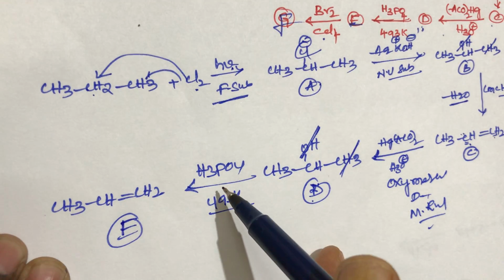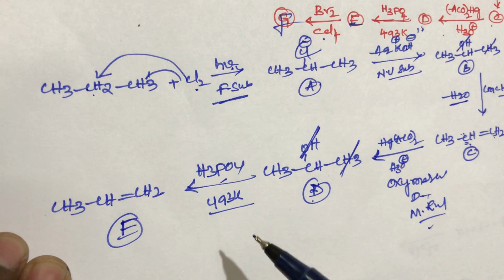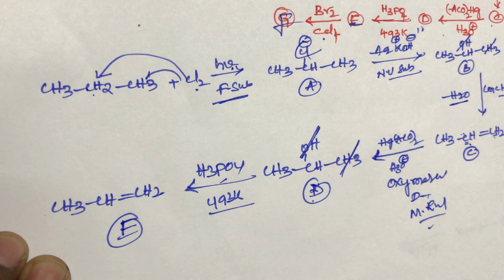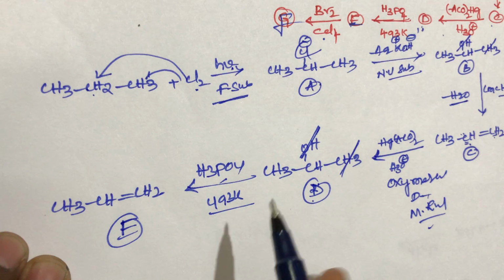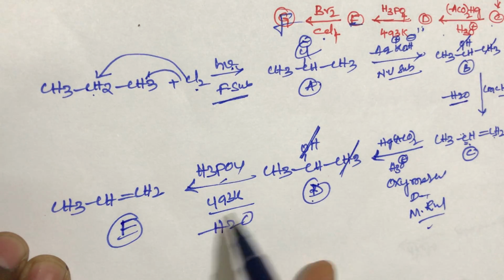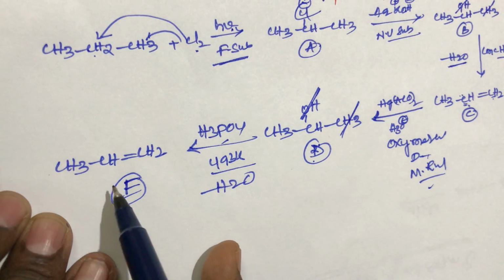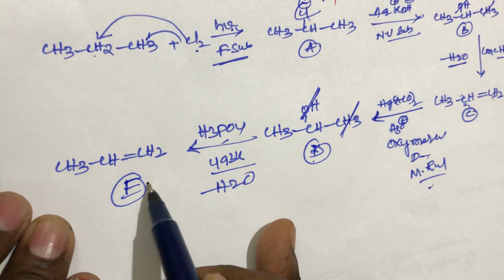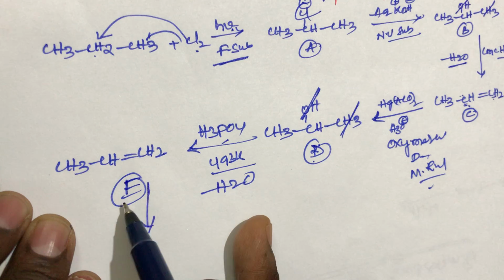What is the role of H3PO4? It is also a dehydrating agent. Dehydrating agent means simple dehydration, removal of water. Remove the water, OH from here, H plus from here. So removing the water, we get propene. This propene is the E compound.